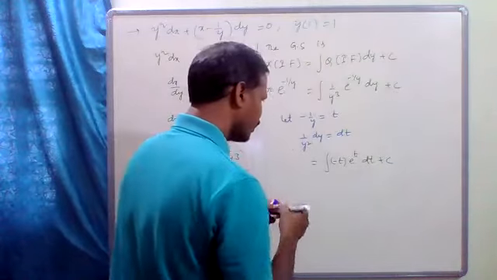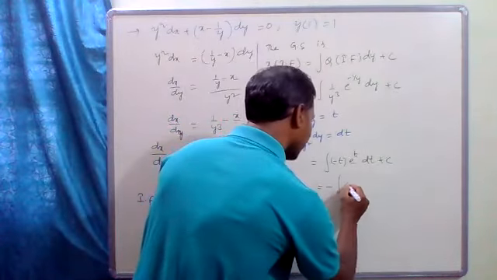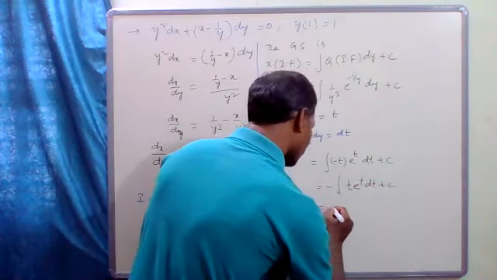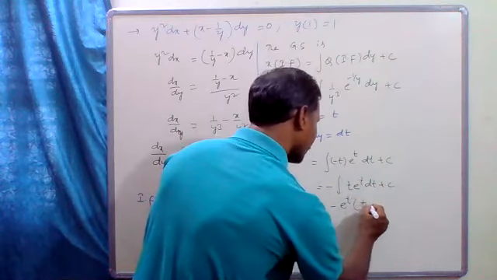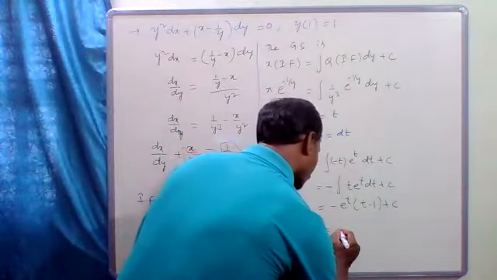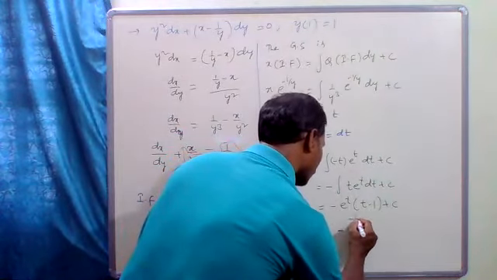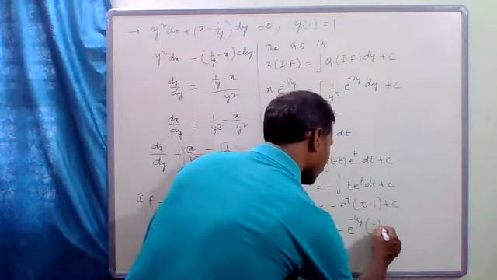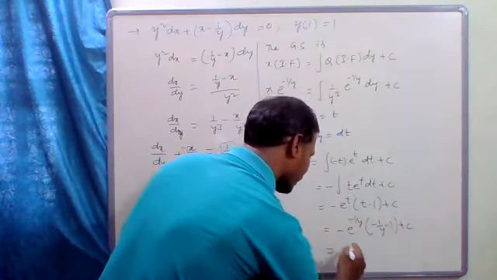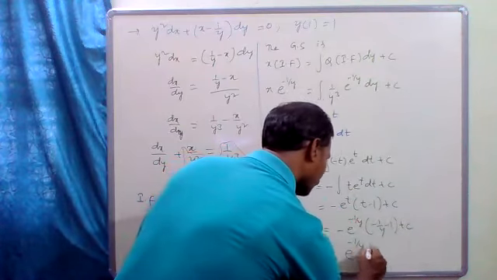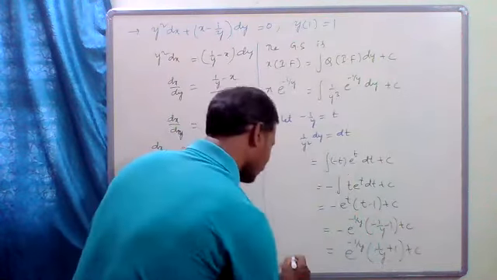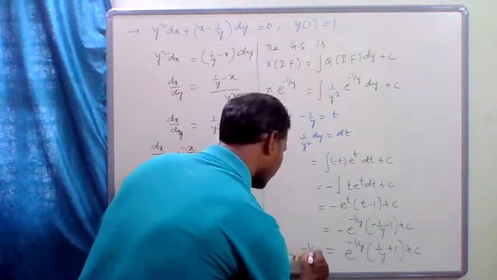Now this is equal to minus integral t into e power t dt plus c. So this is equal to minus e power t into t minus 1 plus c. Now this is equal to minus e power minus 1 by y, with t value minus 1 by y, minus 1 plus c. Taking common, minus e power minus 1 by y into 1 by y plus 1, plus c. So left side x into e power minus 1 by y.